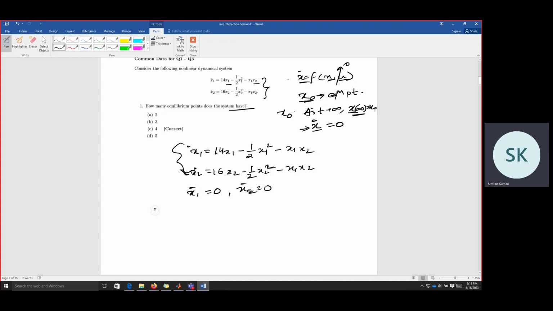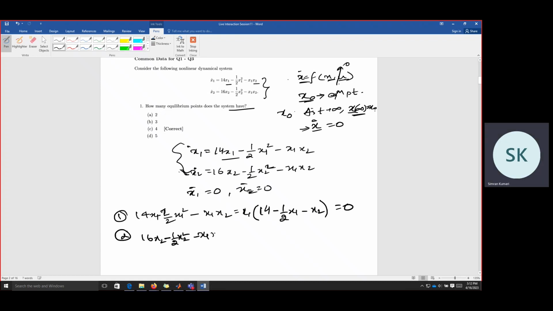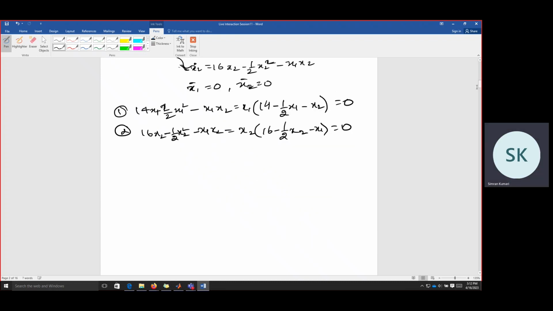Now if we write this one, it should be 0. So 14x1 minus 1 by 2 x1 squared minus x1 x2 equal to 0. Let us simplify this. So x1 times (14 minus half x1 minus x2) is equal to 0. This is the first one, and the second one is 16x2 minus half x2 squared minus x1 x2, which is x2 times (16 minus half x2 minus x1) equal to 0. So now let us equate this.